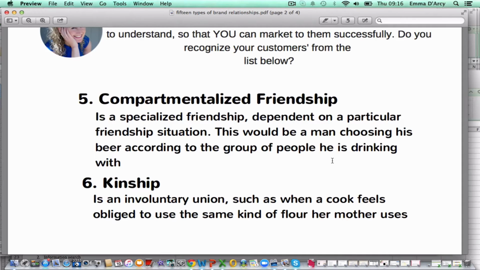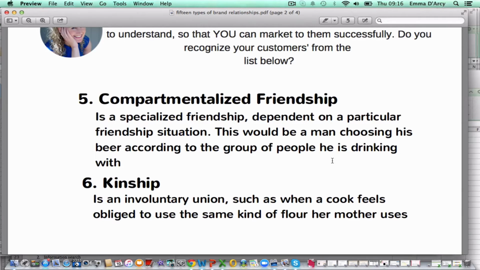The same can be between couples, the same can be between certain friendships, or indeed if you're at a business meeting or whatever. It's compartmentalized friendship. You might use a certain water, you might drink a certain coffee. So it's a very specialized friendship, and it's dependent on a particular friendship situation. So again, have a look at your own businesses, have a look around you, be very aware of these, and start to really read these.